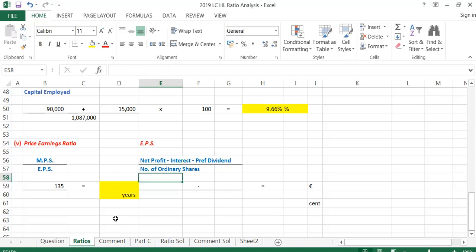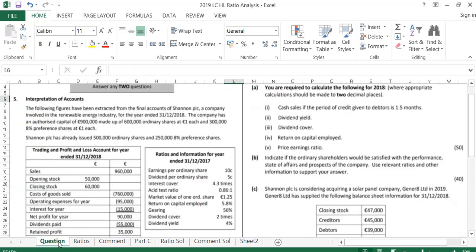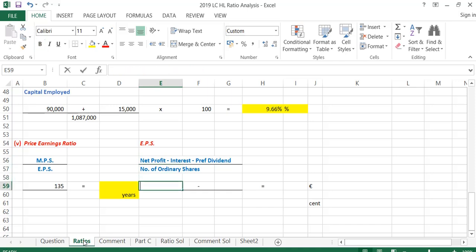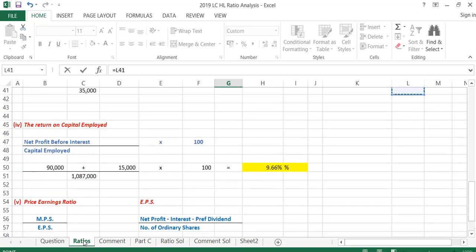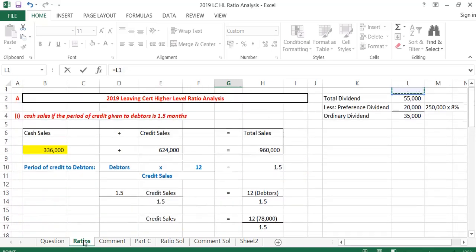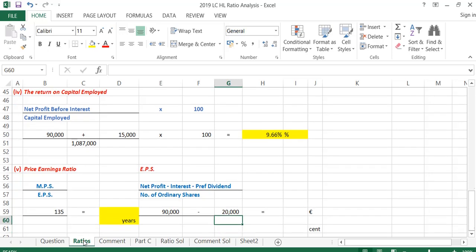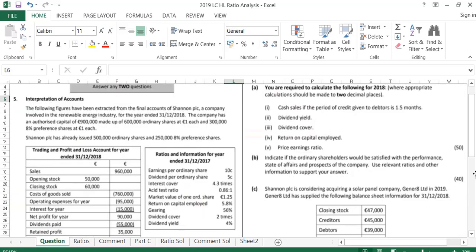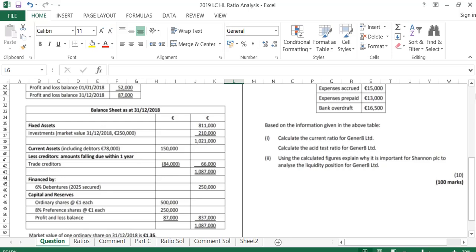So to work out the earnings per share ratio, it's net profit less interest less preference dividend over the number of ordinary shares. So if I go back to my P&L, it's net profit less interest less preference dividend. This net profit of 90,000 is less interest already, so I don't need to take that away again. So I just need to take away my preference dividend. So it's 90,000 less my preference dividend, and again I have the preference dividend calculated up here. It's 20,000. And we're going to divide that by the number of ordinary shares, and again in the balance sheet I can see the number of ordinary shares is 500,000.